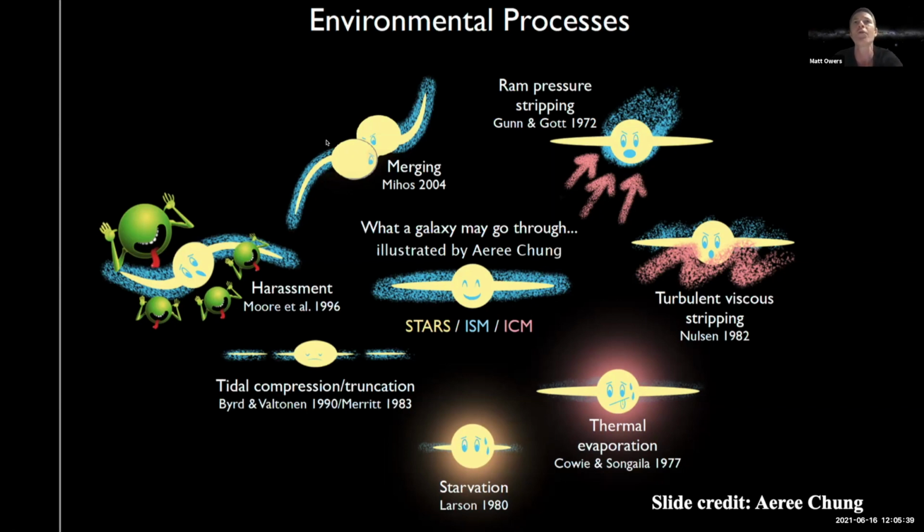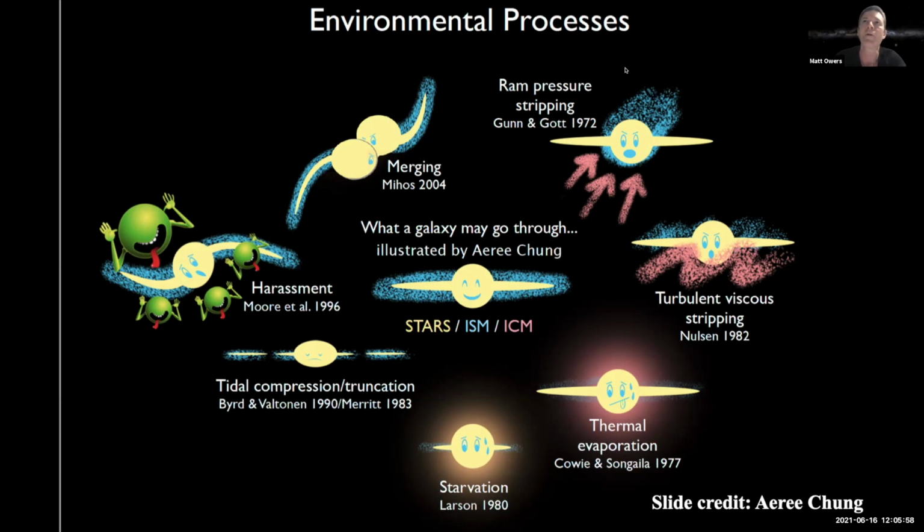Mergers, probably not so important in the cores of clusters where the velocities are probably too high for things to stick together, but may be important in pre-processing as groups fall into clusters. Some of the things that I've been more interested in and I'll be talking about a bit later on are the interactions with the ICM and galaxies.